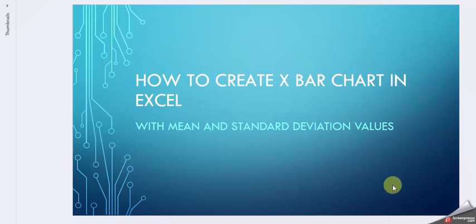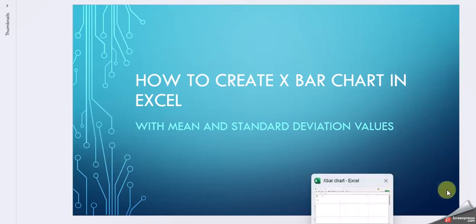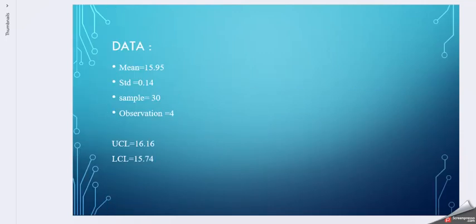Today's video is regarding how to create the X bar chart when you have the data like mean and standard deviations in Excel. Let's see the set of data we have. The mean is 15.95, standard deviation is 0.14, sample size is 30, and observations are 4. So I have calculated here UCL and LCL.